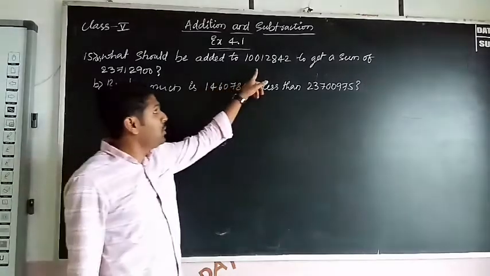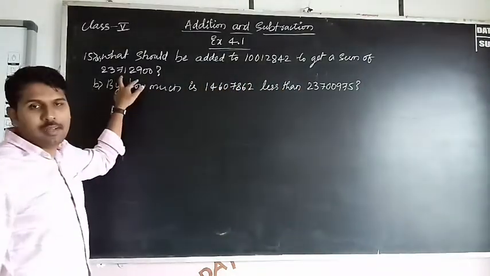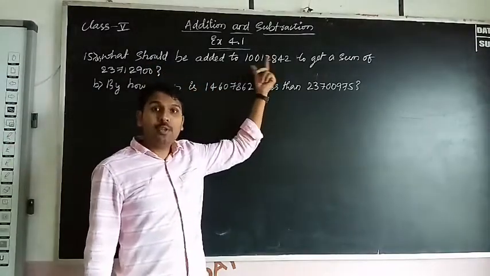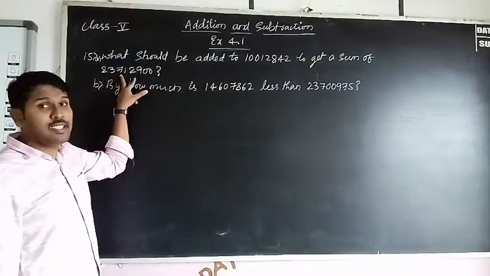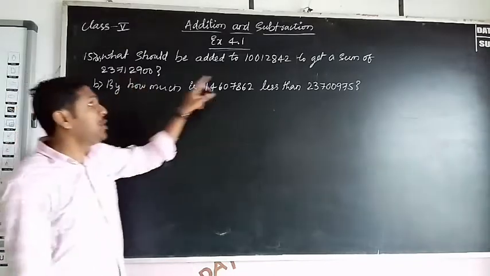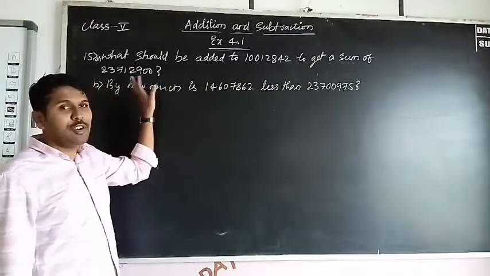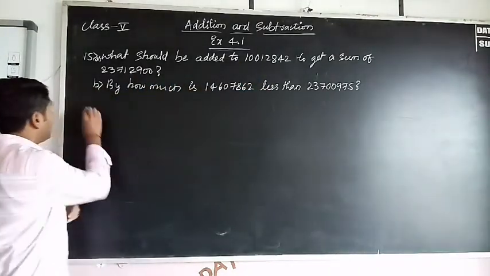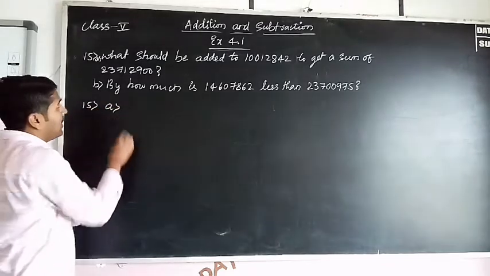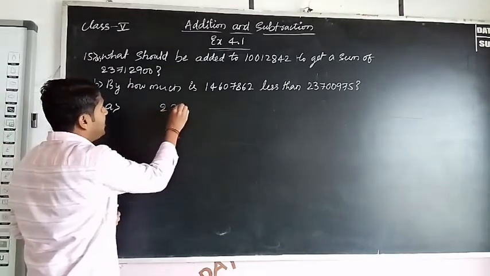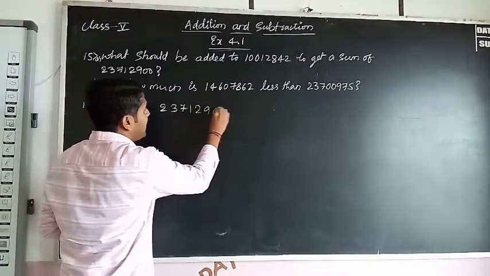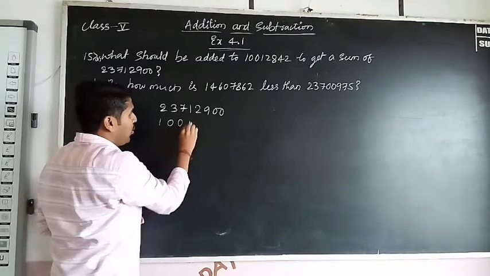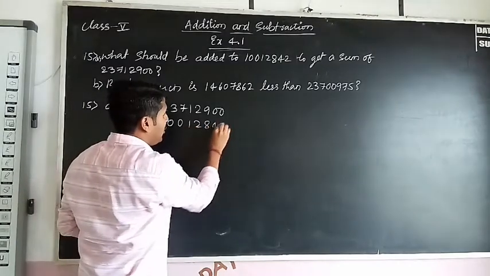Next 15th one, first question. What should be added to this number to get a sum of this number? So how to solve this one? This is the final result. What should be added to this number? That means subtraction of these two numbers. Subtract this number from this number. So how to solve that one? 15a. So subtract 2, 3, 7, 1, 2, 9, 0 and so what is this number? 1, 0, 1, 2, 8, 4, 2.